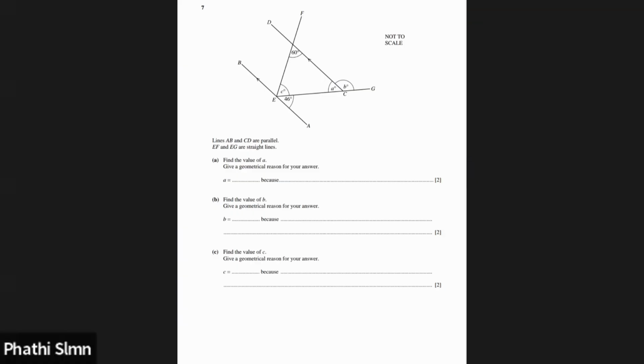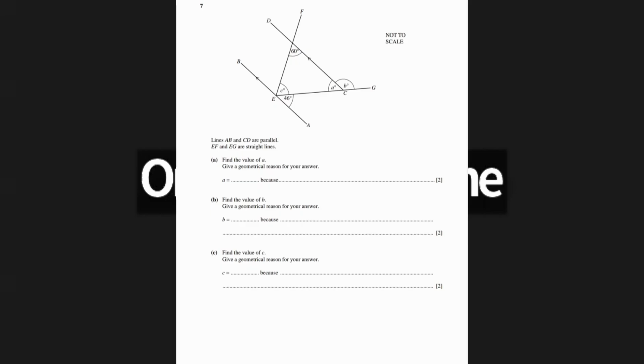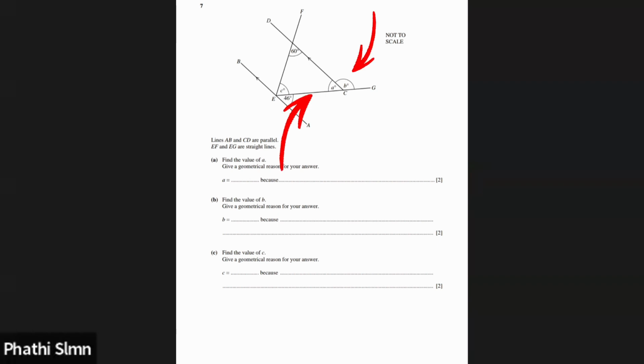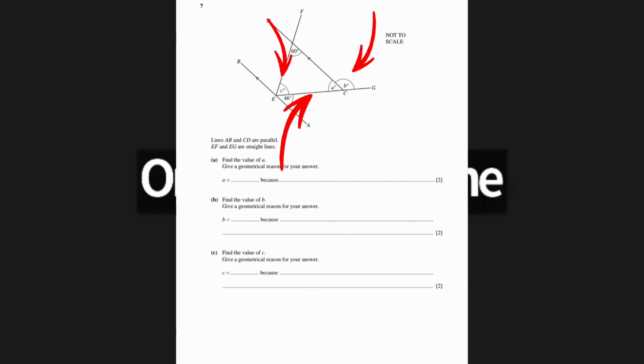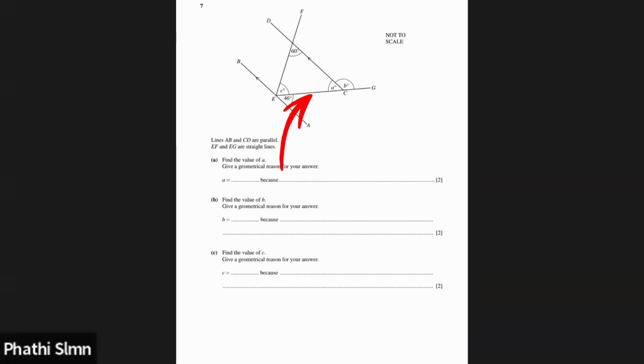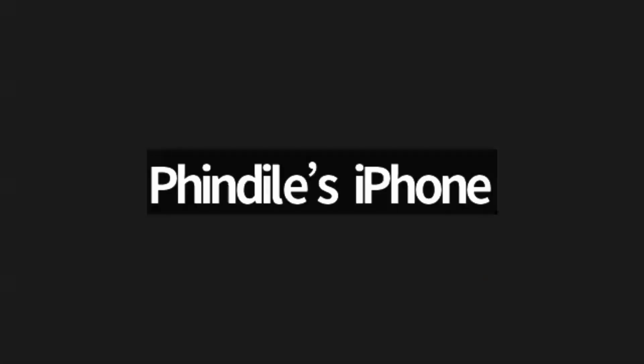Now we've got question 7, and it's geometry. We're asked to find A, B, and C. How are we going to find our angle A there? Angle A is 46 degrees because it's an alternating angle.